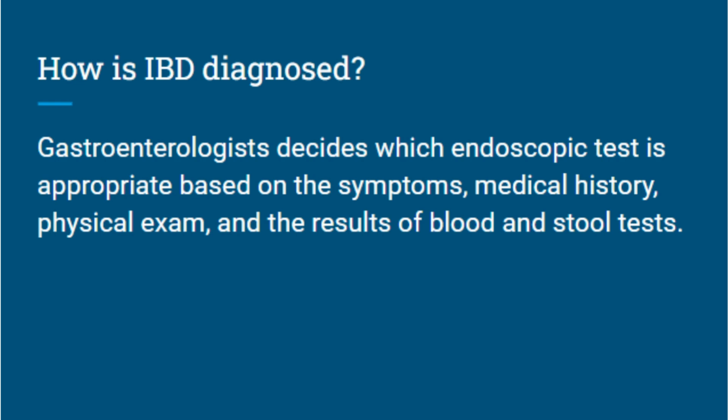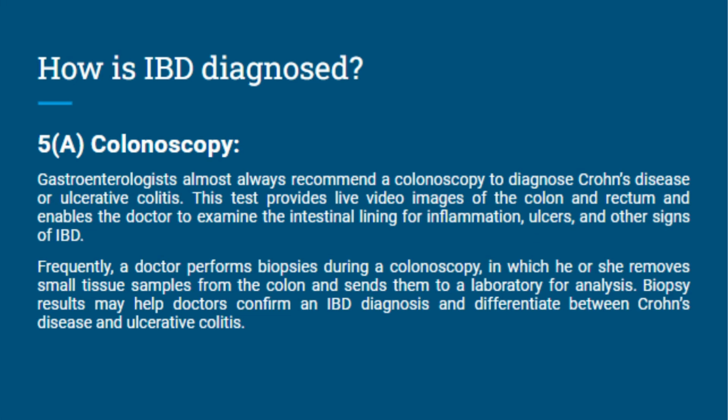Gastroenterologists decide which endoscopic test is appropriate based on the symptoms, medical history, physical exam, and the results of blood and stool tests. 5a. A colonoscopy. Gastroenterologists almost always recommend a colonoscopy to diagnose Crohn's disease or ulcerative colitis. This test provides live video images of the colon and rectum, and enables the doctor to examine the intestinal lining for inflammation, ulcers, and other signs of IBD.